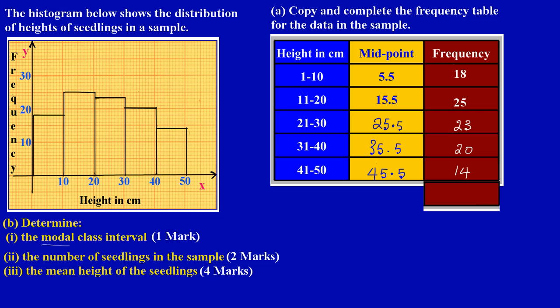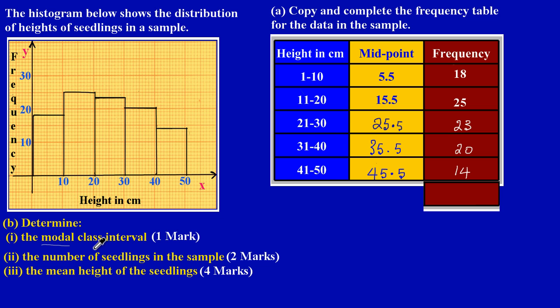And in the previous lesson, we had looked at filling out our table where we found the missing values in our second column, which is our midpoint, and our third column here, which is our frequency. We found those missing values. So in this video, we're going to be looking at how you determine the modal class interval. So we're going to be looking at the solution to question 7 part B.